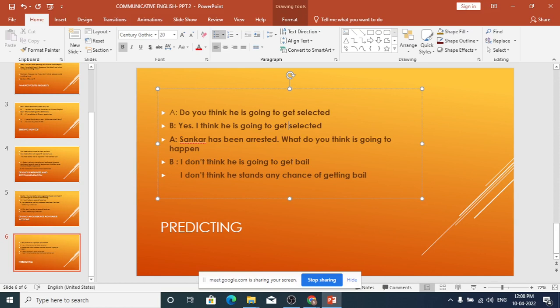I don't think CSK is going to win this IPL. What is the full form of CSK? Chennai Super Kings. I don't think Chennai Super Kings is going to win the IPL tournament, the competition. Like that you can make some sentences.